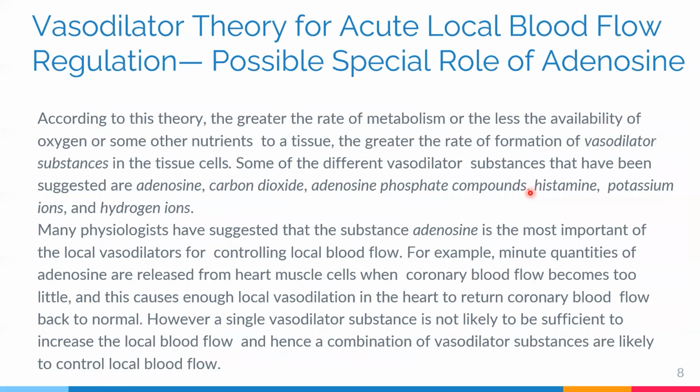Now we move on to various theories which show us how exactly the local blood flow is maintained acutely. So in this part of the lecture, we look into how the acute blood flow regulation is possible via various theories that try to explain it. The first one we look into is the Vasodilator theory, which tells us about the possible role of various vasodilator substances such as adenosine.